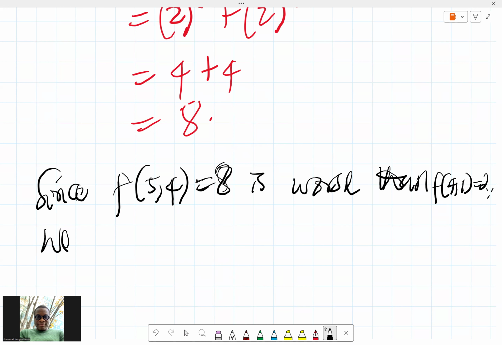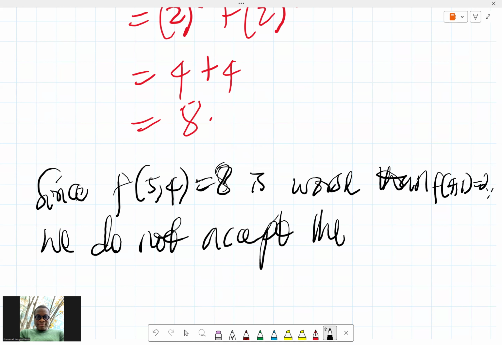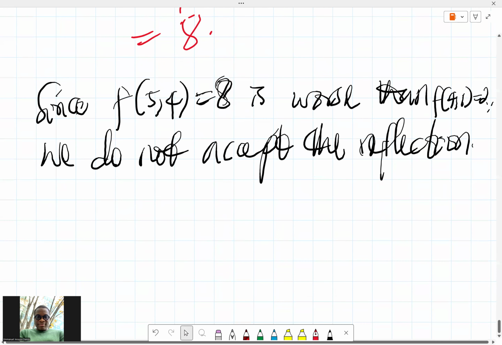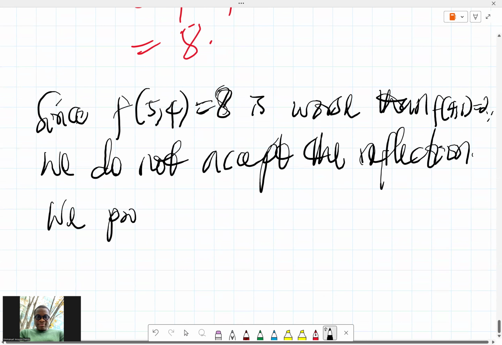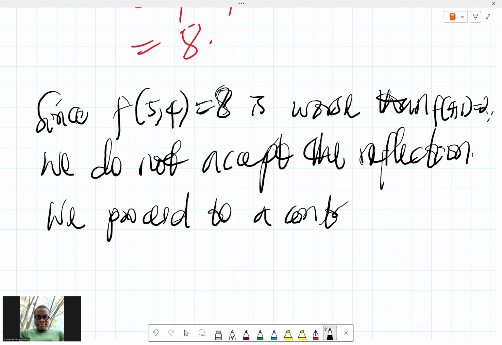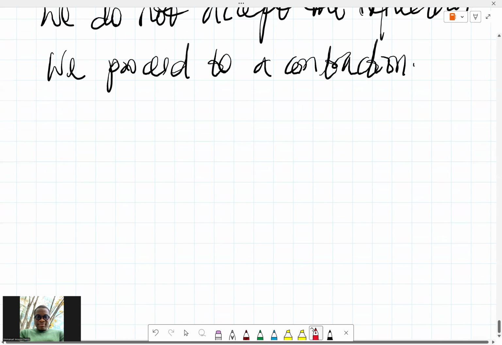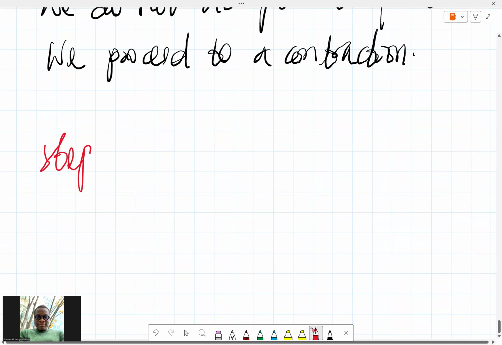Then we do not accept the reflection. So the reflection doesn't work in this case. Do not accept the reflection. So we proceed to a contraction. If the reflection was better, we wouldn't need to move on to a contraction. So now a contraction is necessary as we go to step 4.